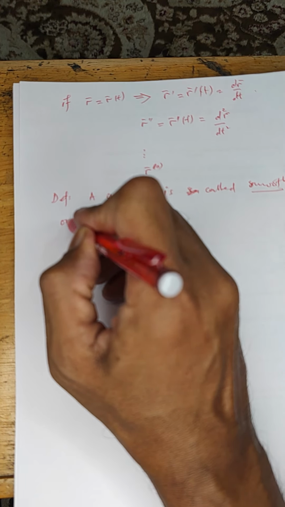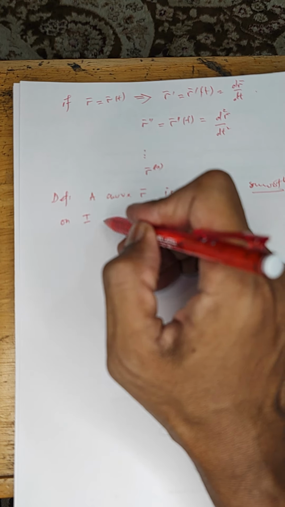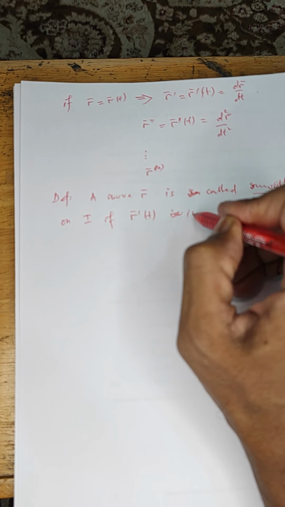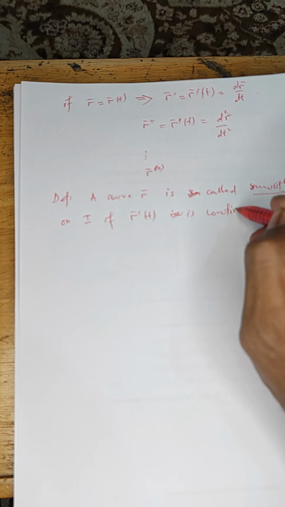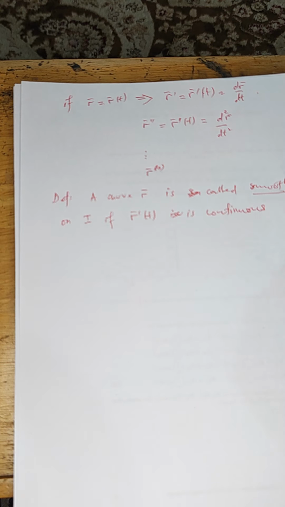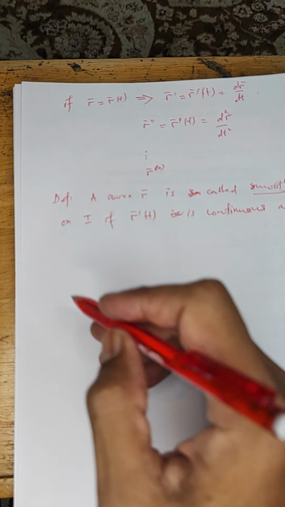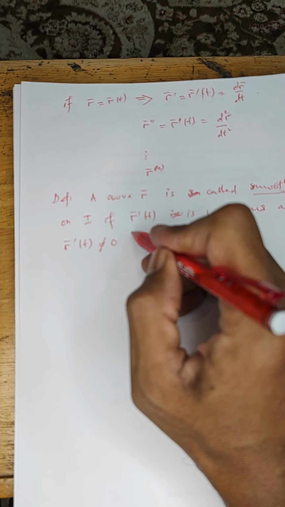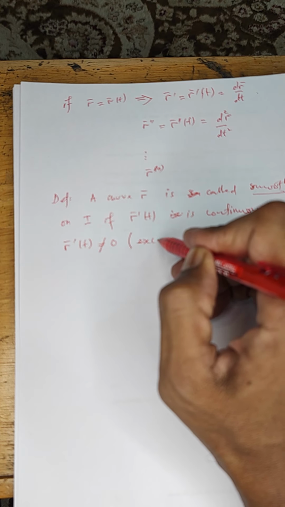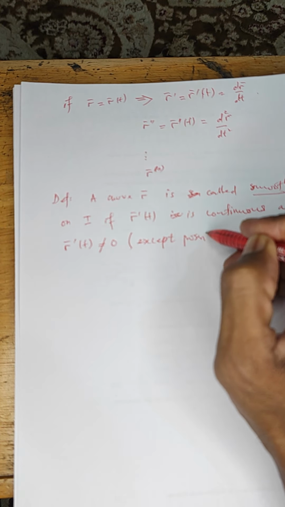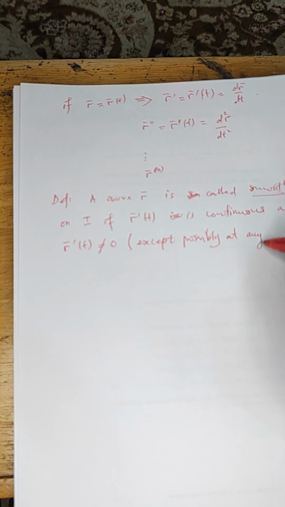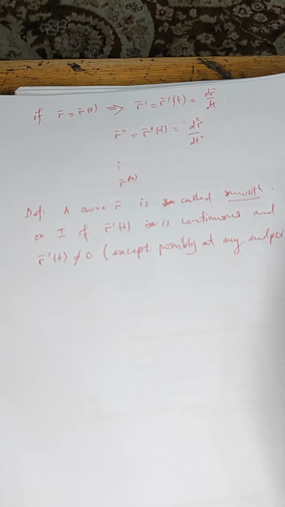On some interval I, if R double prime of t is continuous, and R prime of t is different than 0, except possibly at any endpoint of I.